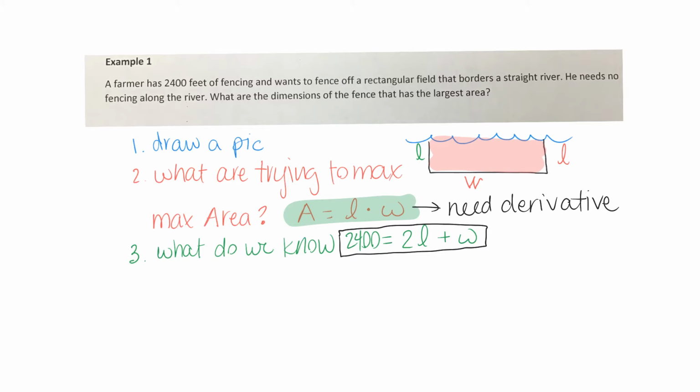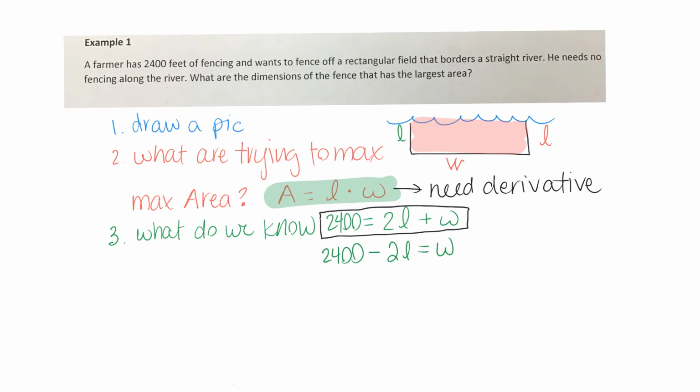Okay, so let's rearrange this guy. So I'm going to say 2400 minus 2L equals W, right? And then if that's the case, I'm going to plug that in to my area formula. So my next step is going to be, okay.